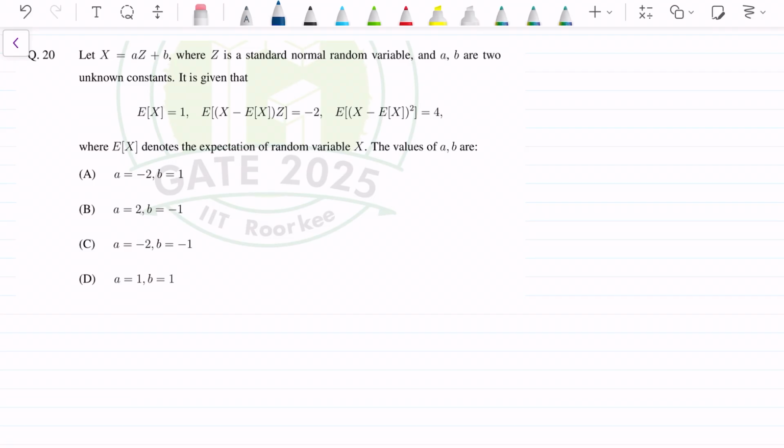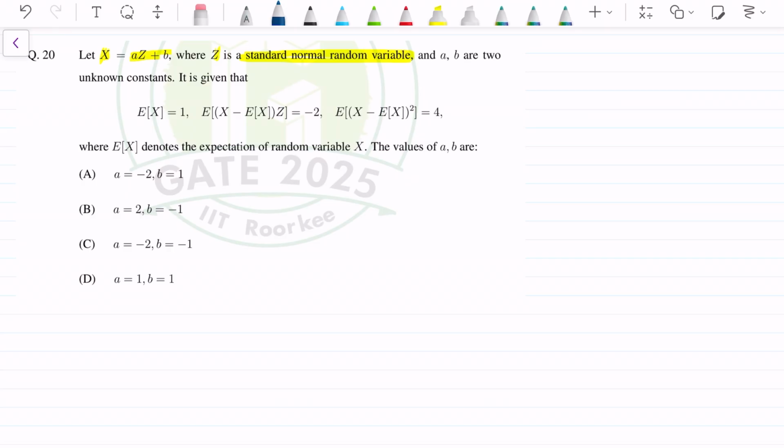हेलो हाय, चलो गेट का क्वेश्चन नंबर 20 भी देख लेते हैं। इस क्वेश्चन के अंदर हमें दो रैंडम वेरिएबल्स दे रखे हैं, x और z। x जो है is a function of z only, so x is given as az + b, and जो z है हमारा that is standard normal random variable. ठीक है, सो चलो इस इंफॉर्मेशन को एक बार एक्सप्रेशंस में नोट डाउन कर लेते हैं। इसका क्या मतलब है?